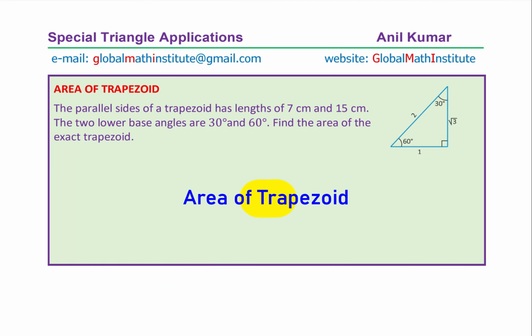Let us see how we calculate the area of a trapezoid with different angles at the base.